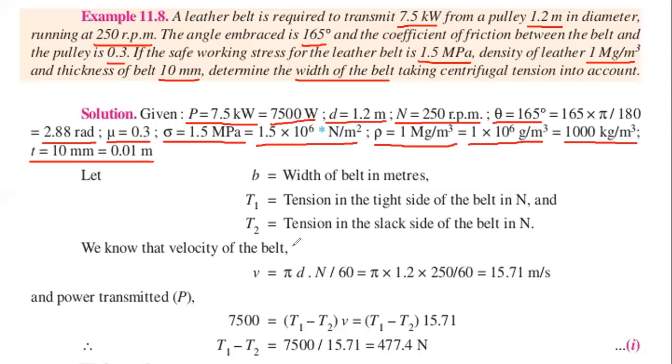First of all, we have to find the velocity of the belt. So the velocity of the belt is taken as v equal to pi d n by 60. So the formula is pi d n by 60. It is taken as pi into diameter, given as 1.2 meters, into n, that is rpm, 250 by 60. In total, we got it as 15.71 meters per second.